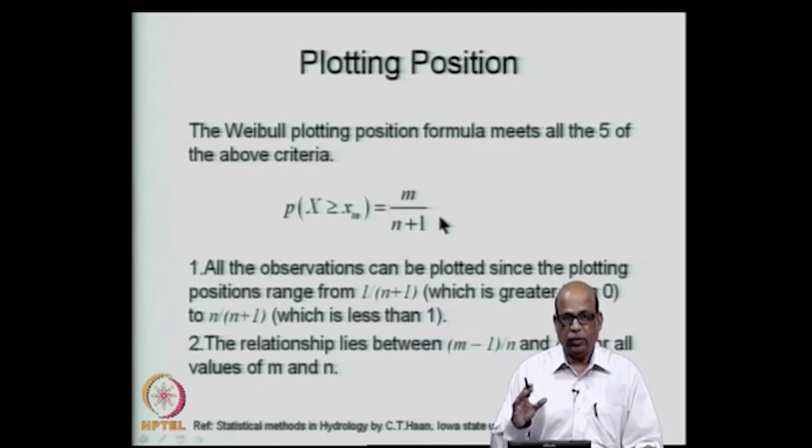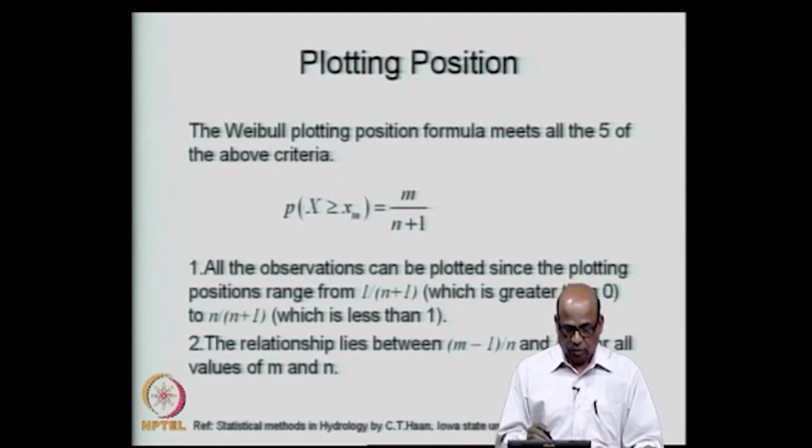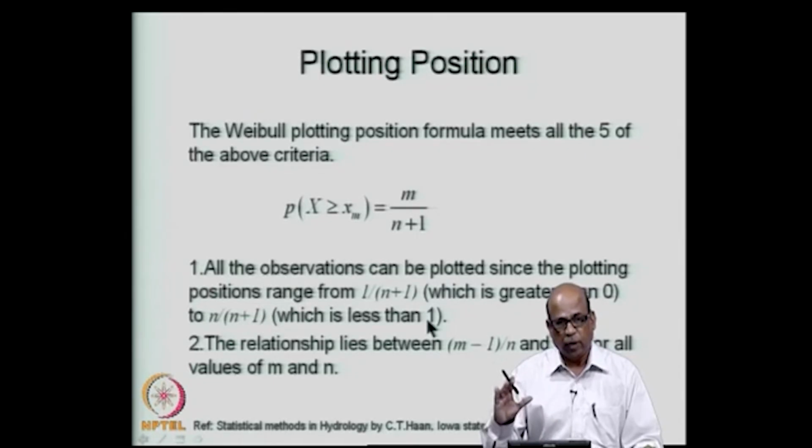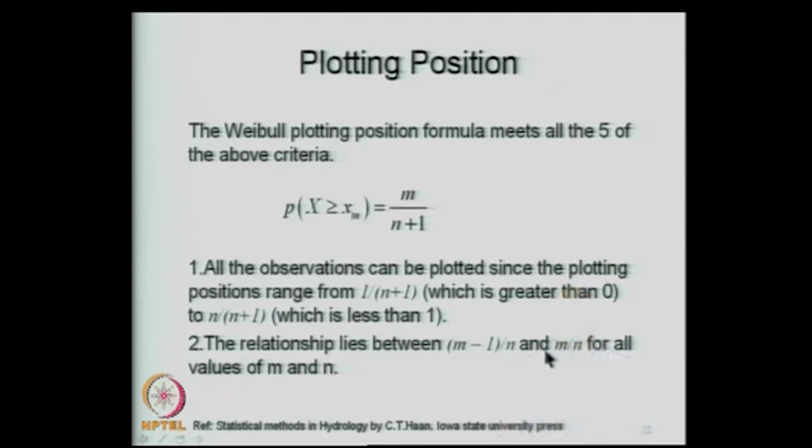Now, the first condition is that we must be able to plot all the observations. All the observations can be plotted, since the plotting positions range from 1 divided by n plus 1 for the highest value to n divided by n plus 1. So, this is greater than 0 and this is less than 1, and therefore, you can plot all the values. The relationship lies between m minus 1 by n and m by n, because we are talking about m divided by n plus 1 for all values of m and n, and therefore, the second criterion is satisfied.